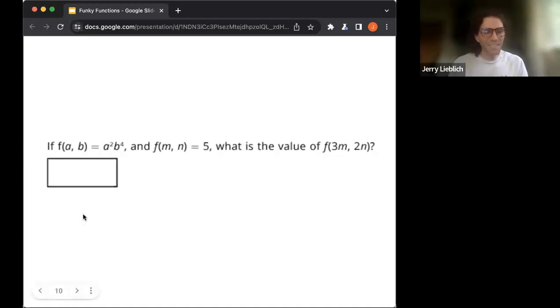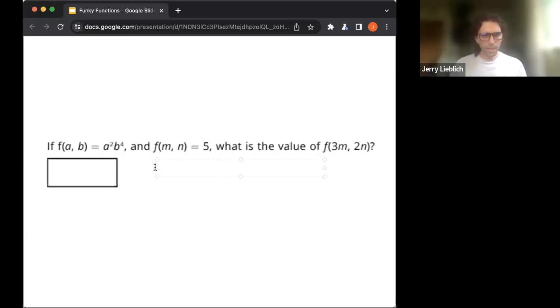Okay, so this one has a little bit of a different thing going on, right? So now we've got a function with 2 variables in it. You might see this, you might see 3, but they tell us for A and B, this is what we do to them. Square A, put B to the 4th. And now, okay, we've seen this kind of thing before where they give us the number, they give us the variables, we got to find the variables and then go here.